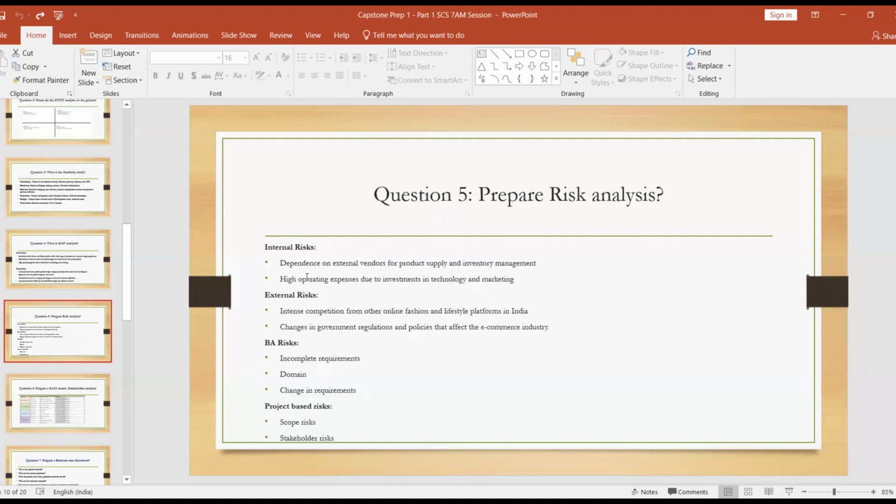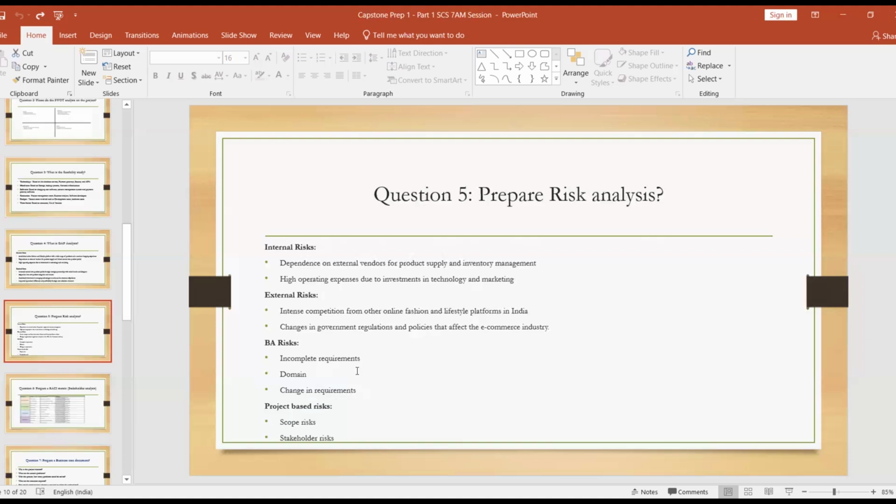Internal risks are like dependence on external vendors for product supply and inventory management for this particular online fashion store, and high operating expenses due to the investments in technology and marketing. External risks involved are like intense competition from other online fashion and lifestyle platforms in India, and changes in government regulations and policies that might affect the e-commerce industry.